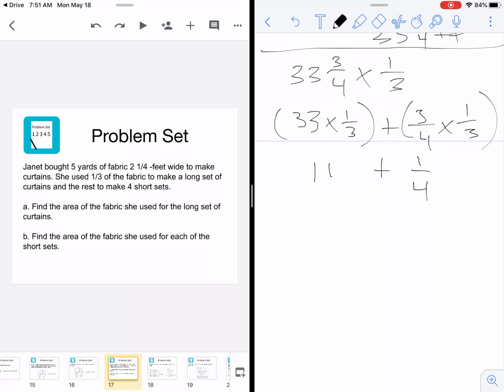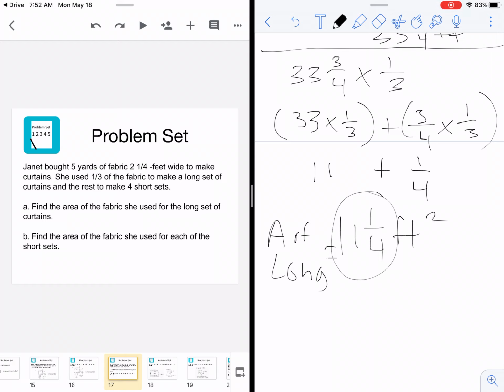So the area of the long curtain is 11 1/4 feet squared. Area of long equals 11 1/4 feet squared. Area is feet squared. B says find the area of the fabric she used for each of the short sets. So now, this is the area of the long, and 33 3/4 is our total area.